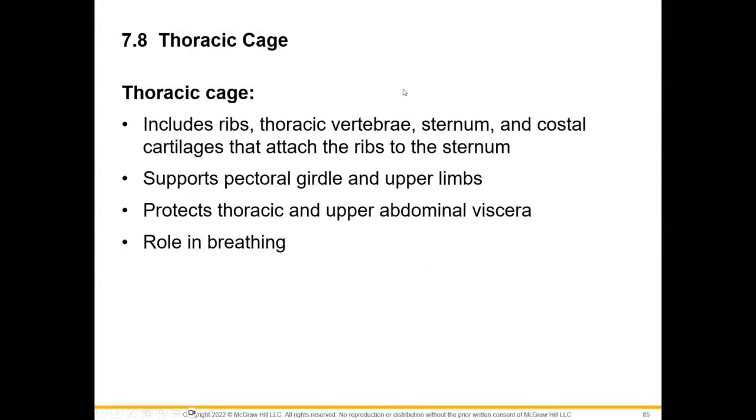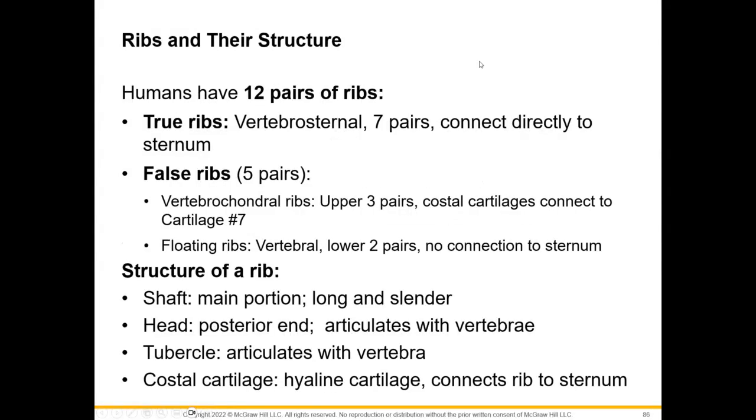Okay, the thoracic cage. This includes the ribs, thoracic vertebrae, the sternum, and the costal cartilage that attaches the ribs to the sternum. It supports the pectoral girdle and the upper limbs. It protects thoracic and upper abdominal viscera, and has a very important part in breathing. You'll learn more about that when we talk about the respiratory center in 169.